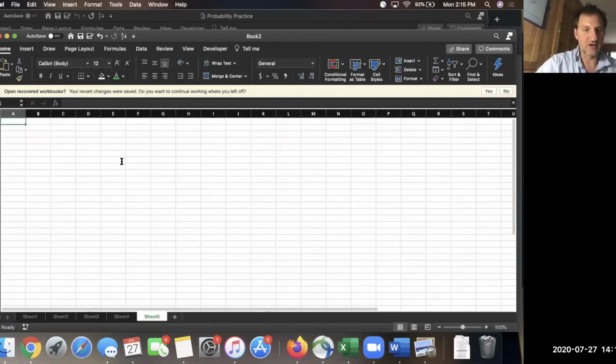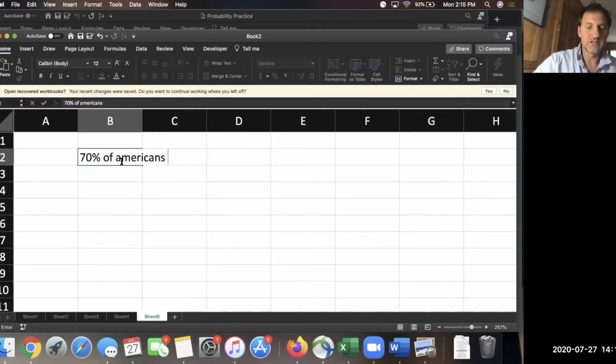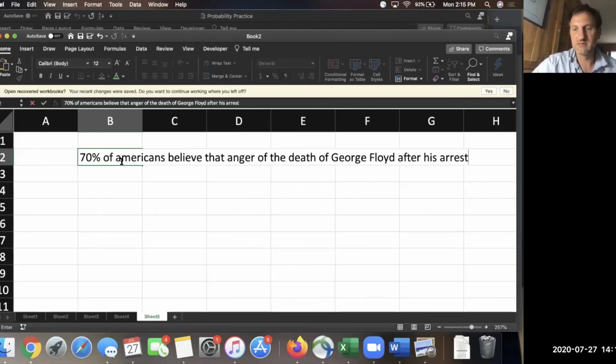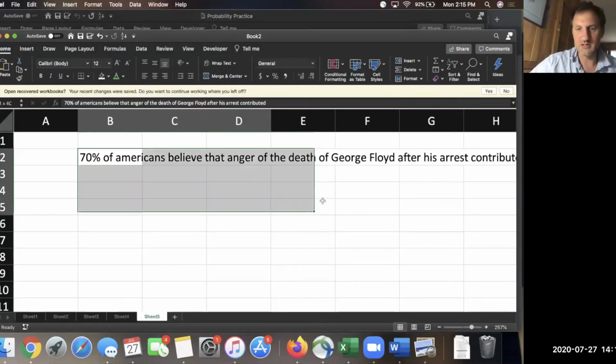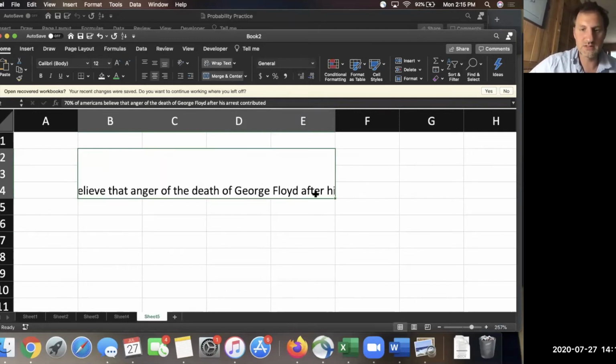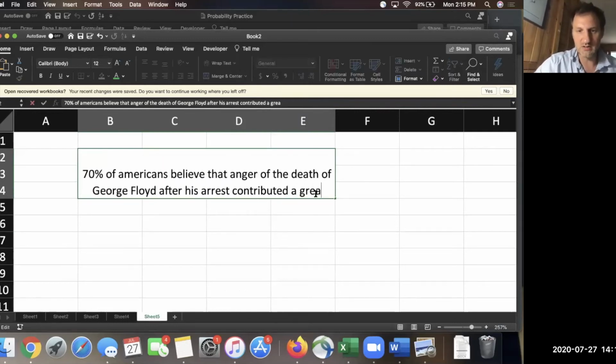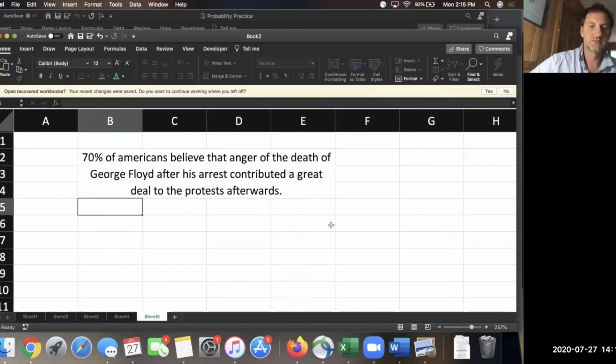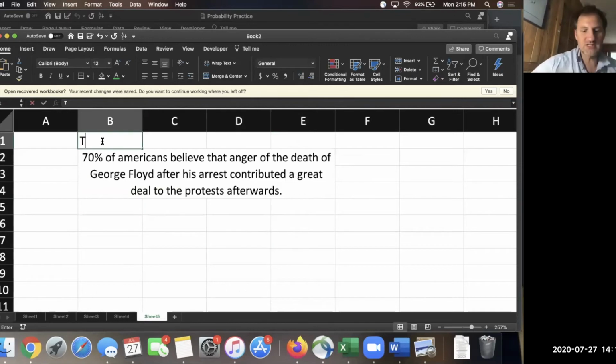70% of Americans believe that anger over the death of George Floyd after his arrest contributed a great deal to the protests afterwards. Let me get this into a wrap text box. Okay, so this is the top line.